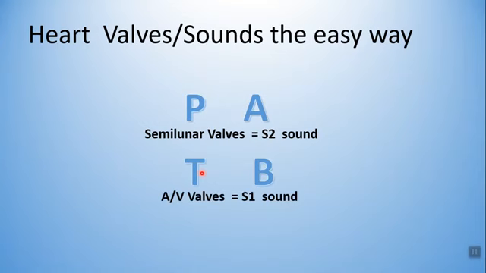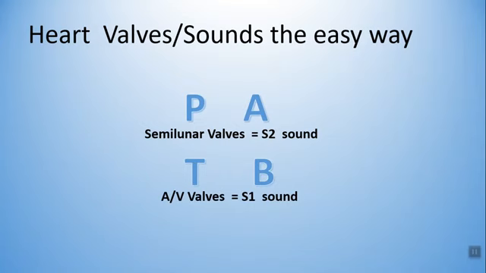The tricuspid opens and closes first, the pulmonary opens and closes second, the bicuspid opens and closes third, and then the aortic valve opens and closes fourth. So it creates an N, starting. This is the first, second, third, and fourth. It's a nice, easy way to remember the correct order by which the valves are opening and closing.